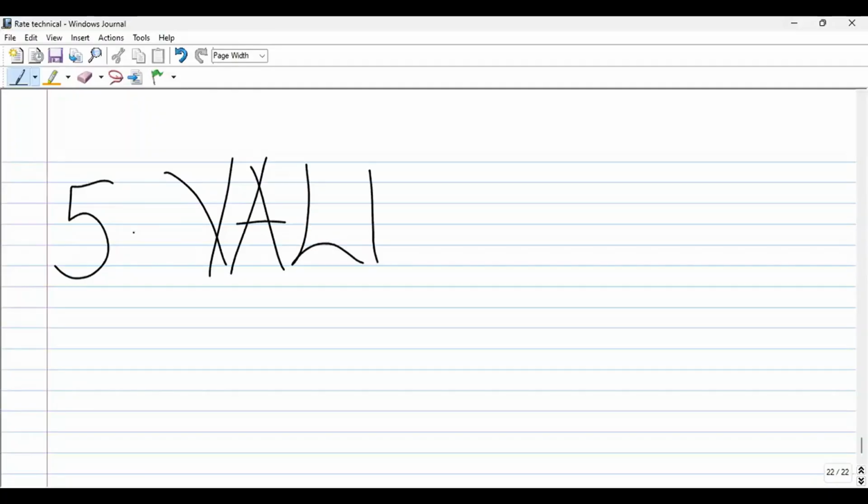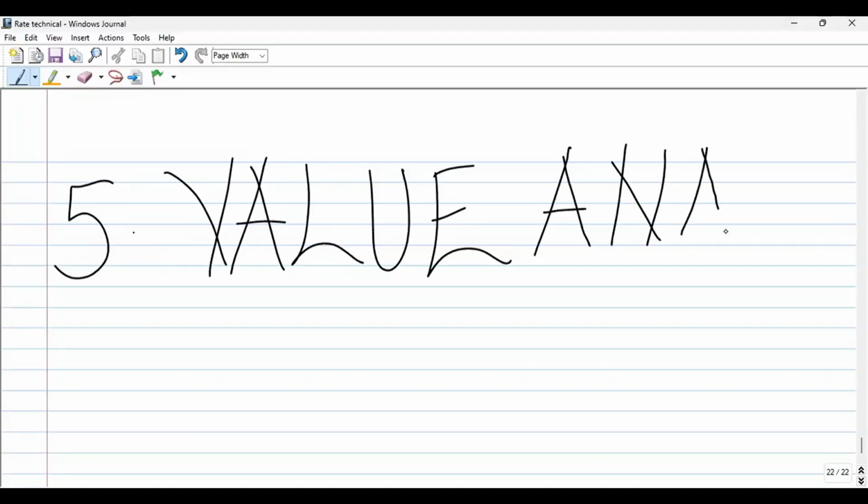Number 5, value analysis, the next method. For KAIZEN, they normally ask you to explain what KAIZEN means and what it's all about. So that's how you can explain it.